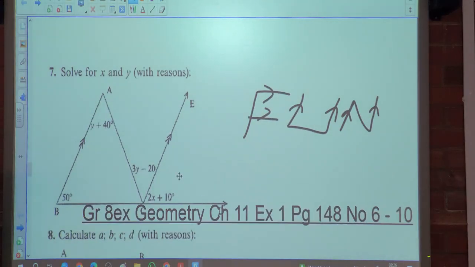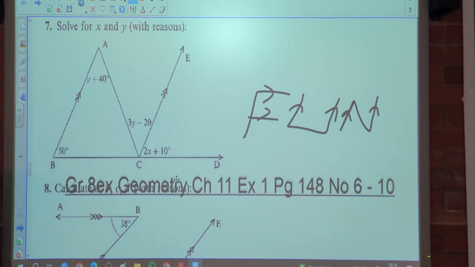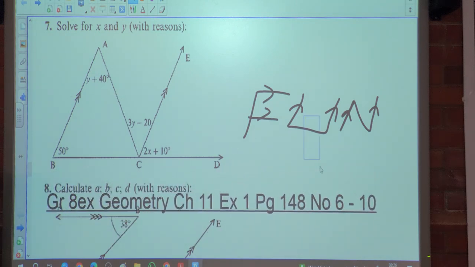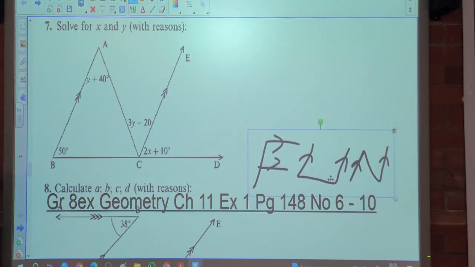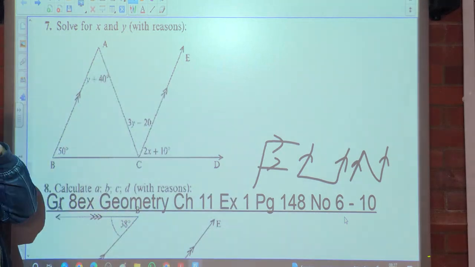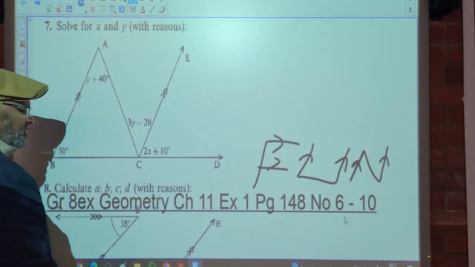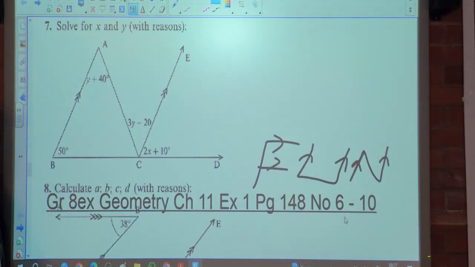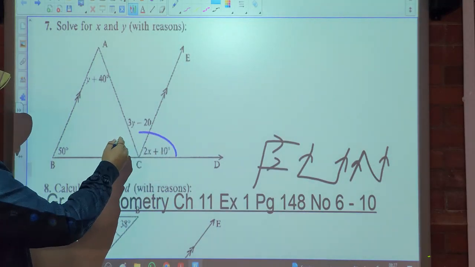Number 7. Solve for x and y with reason. Are you going to solve for x? Again, there are parallel lines. So what comes to mind? Find angles. It's corresponding, alternate and co-interior. What are we going to use to calculate x? Straight line. These angles on the straight line.